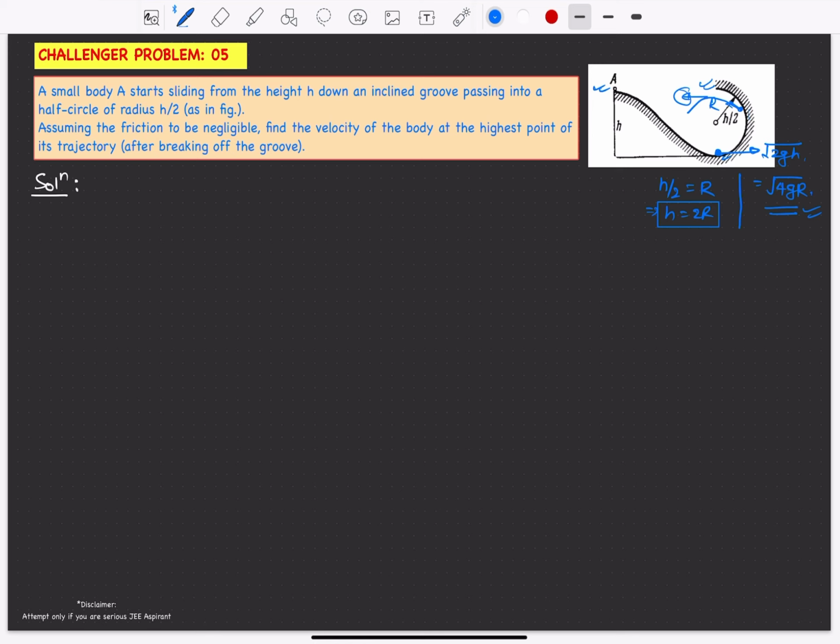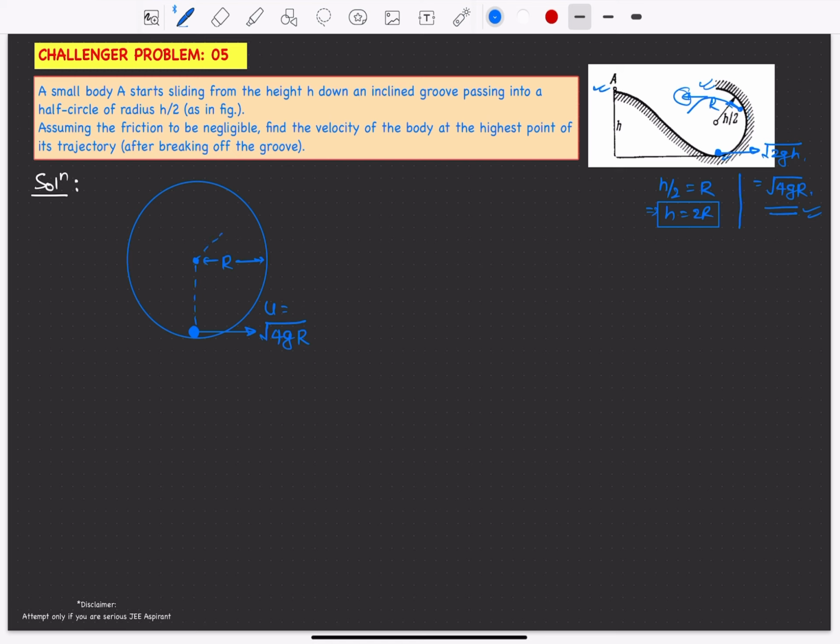We can write it this way. See here, we can convert this problem into this problem. This is a circle of radius r. Its radius is r. At the lowest position, the particle is given a velocity. How much? Square root of 4gr. Okay, u equals square root of 4gr.